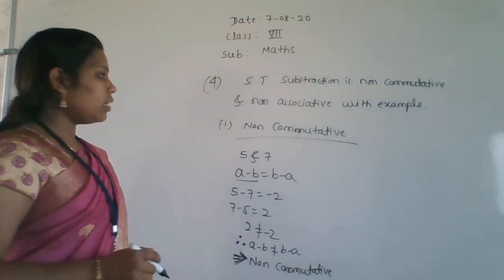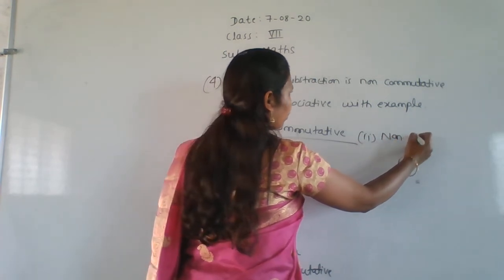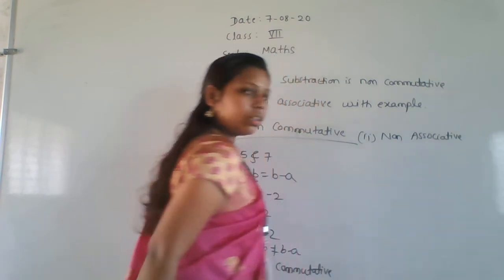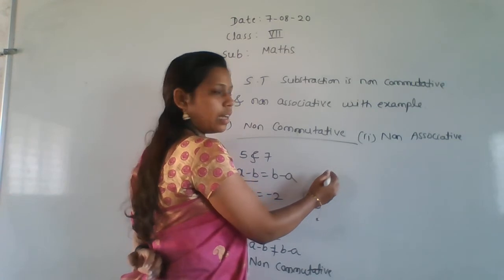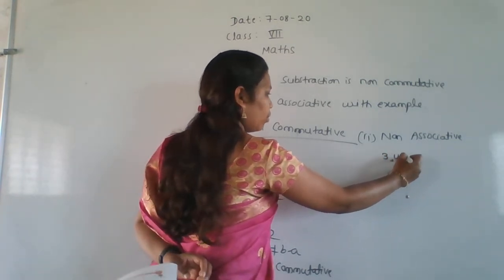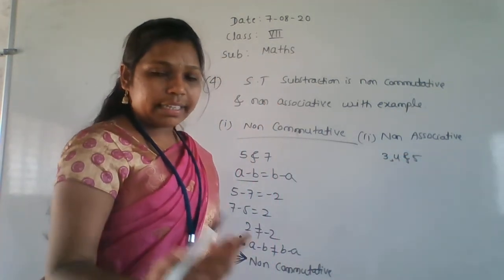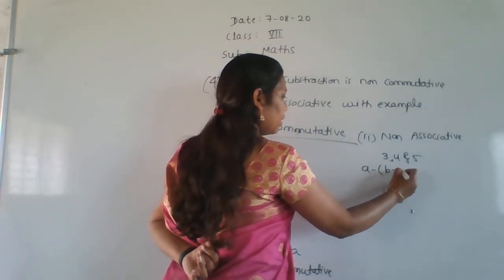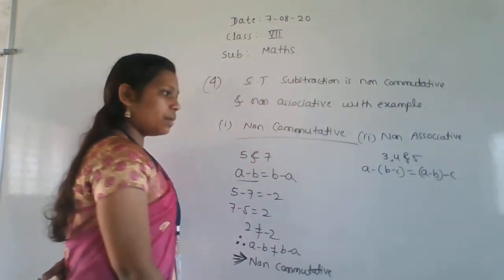Okay, so next we will prove the non-associative. Take again 2 or 3 examples here. I am taking 3, 4 and 5. Any 3 numbers you can take. So what is the formula here? a minus (b minus c) is equal to (a minus b) minus c. So this must be satisfied.